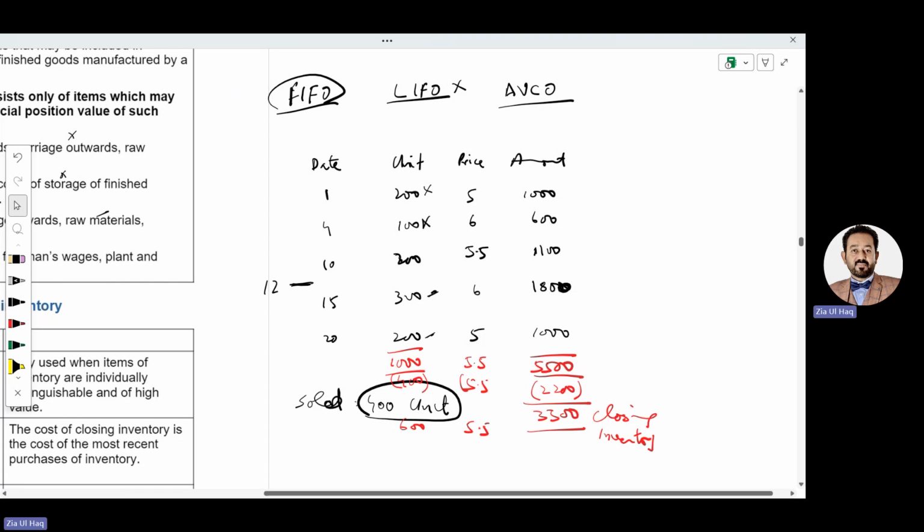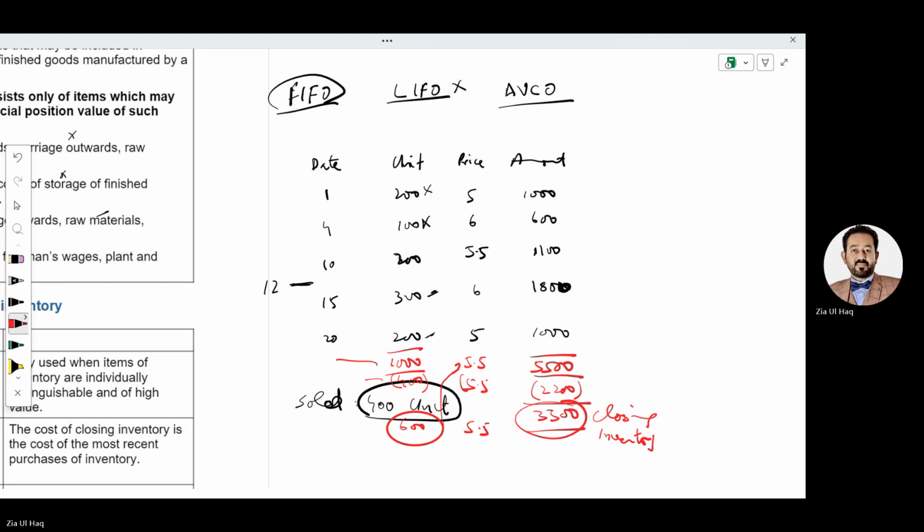In average cost method, what you need to do is make a total of all the amounts, make a total of all the units, and then find the average price per unit. The units sold, or the units remaining, you should calculate according to the average price per unit. If there were a total of 1,000 units, how many sold? 400. How much remaining? 600. We have to do that. So what is the average price? 5.5. So 600 into 5.5, 3,300 will be closing inventory.